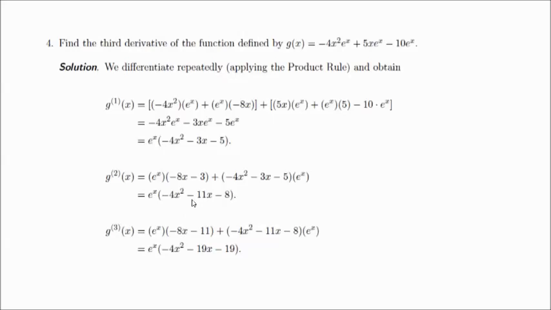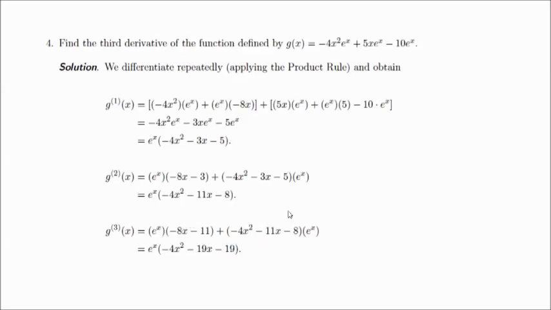And then this one, product rule, copy the first term, derivative ng second term. So this is for the third derivative, class. Negative 8x minus 11 plus this one, then derivative ulit ng e raised to x. So e raised to x, simplify.